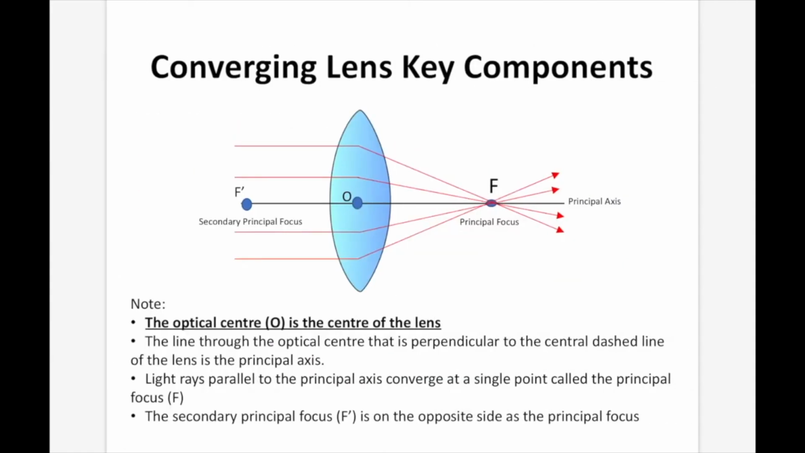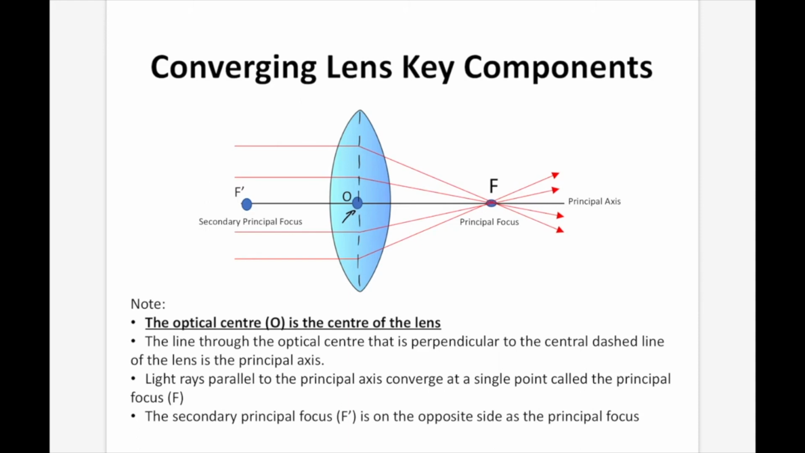Converging lens key components. The optical center is the center of the lens. That's going to be this point right there, the very center of the lens. The line through the optical center that is perpendicular to the center dashed line of the lens is the principal axis. So the center dashed line would look like this. It may or may not be there depending on the lens diagram you're looking at, but it represents the exact middle part of the lens, and it's where the light rays are going to bend in our diagrams.